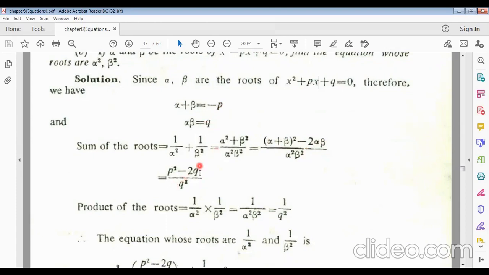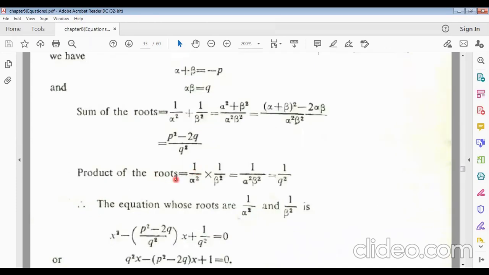Similarly, the product of the new roots will be 1 by alpha square into 1 by beta square. That means 1 by alpha square beta square. Alpha square beta square means alpha beta whole square. Alpha beta is q. So q square, 1 by q square.